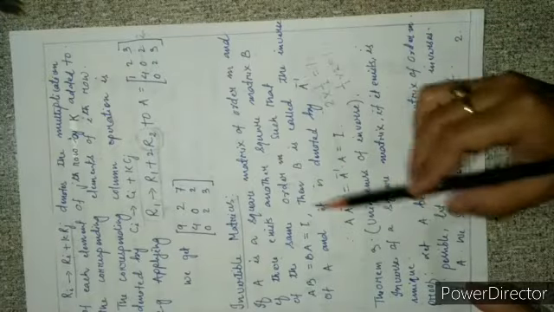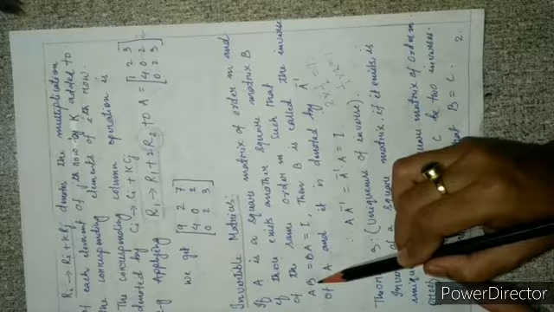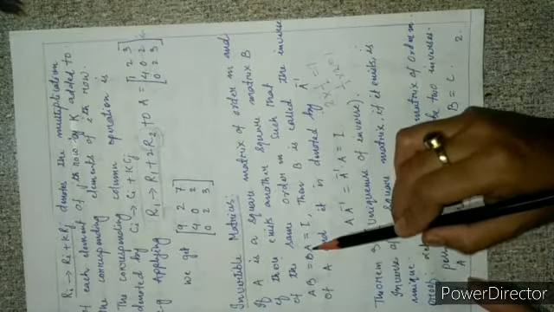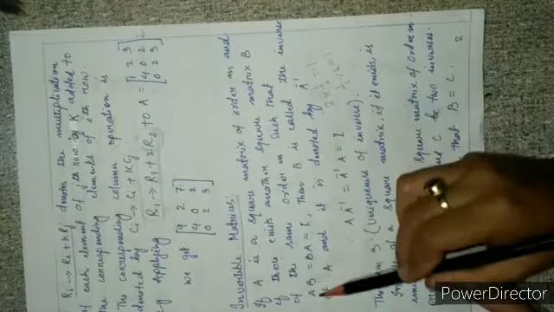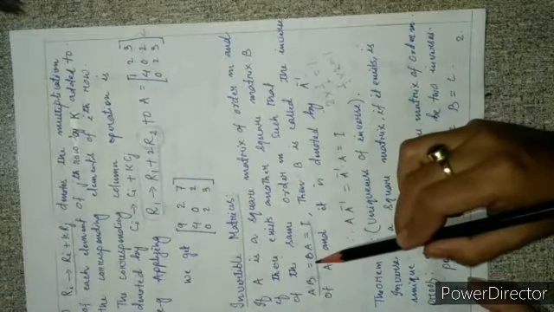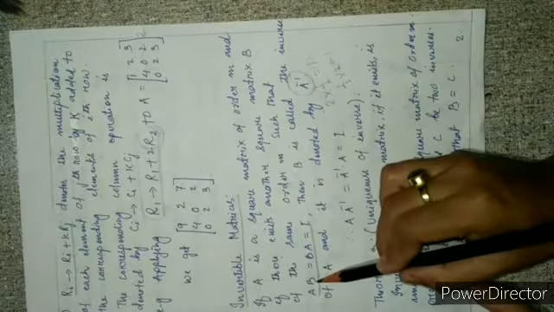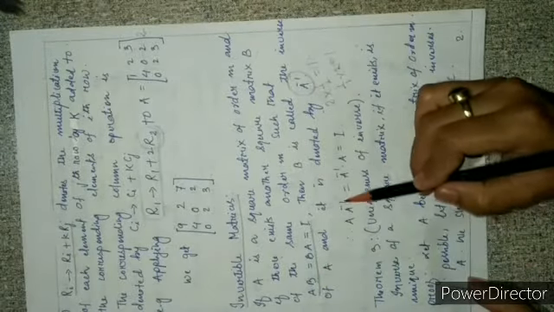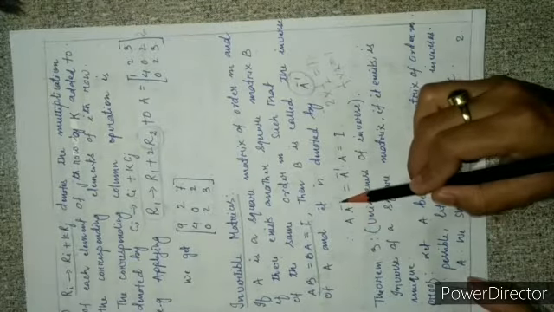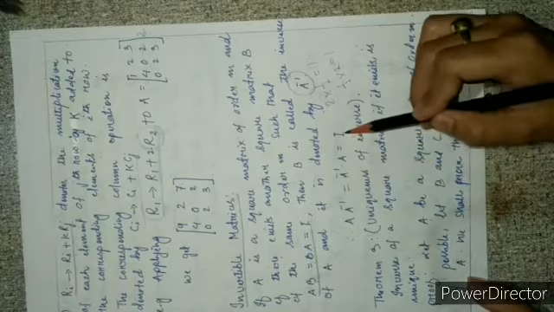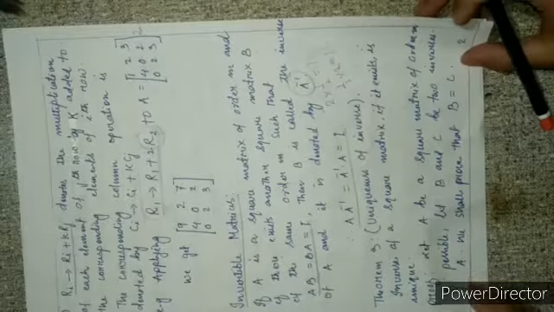Similarly for matrices. For any matrix A, if there exists another matrix B such that A into B and B into A is equal to the identity matrix, then B is called the inverse of matrix A, which is denoted by A inverse, represented by A to the power minus 1. A into A inverse, and A inverse into A, will be equal to I. This is the definition of inverse.